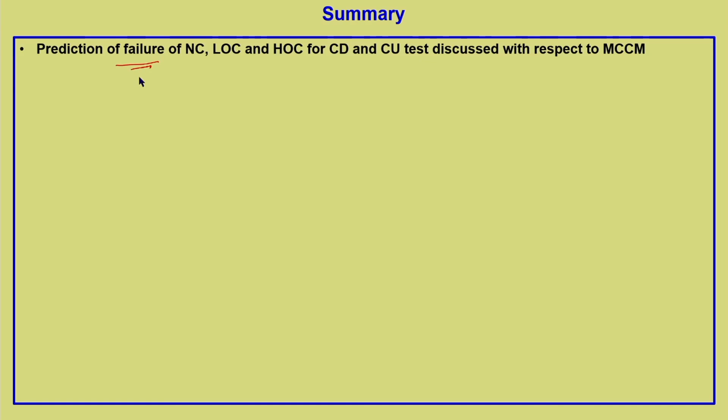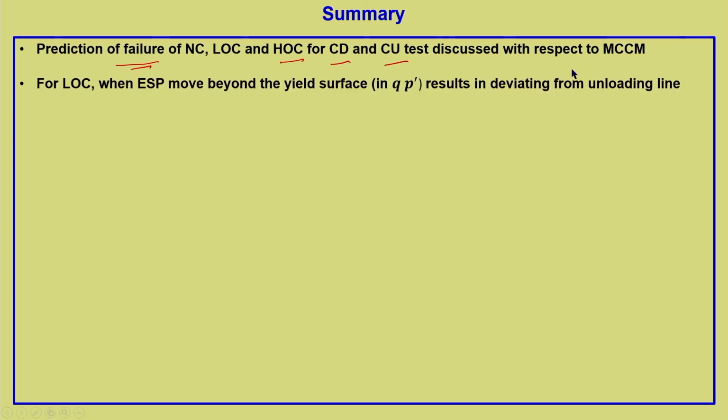Let us summarize today's lecture. Prediction of failure of NC, LOC and HOC for CD and CU tests was discussed with respect to MCCM. For LOC, when the ESP moves beyond the yield surface, that is in the q-p dash plot, it results in deviating from the unloading line. So, we have shown that relationship with respect to yielding and the yield curve. From the unloading-reloading line, it deviates towards the critical state line, and we get that information because we have integrated the yield curve along with the ESP.